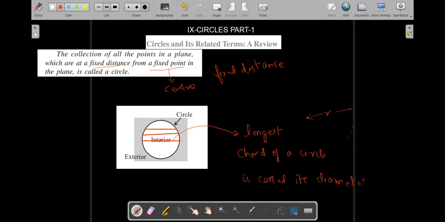And you know that diameter is the double of the radius. This is the center O, and this is R, and AB is the diameter. So denoted by D, D is equal to 2R. Diameter is equal to double of the radius, and radius is equal to half of the diameter. Yes, got it? Yes, sir.